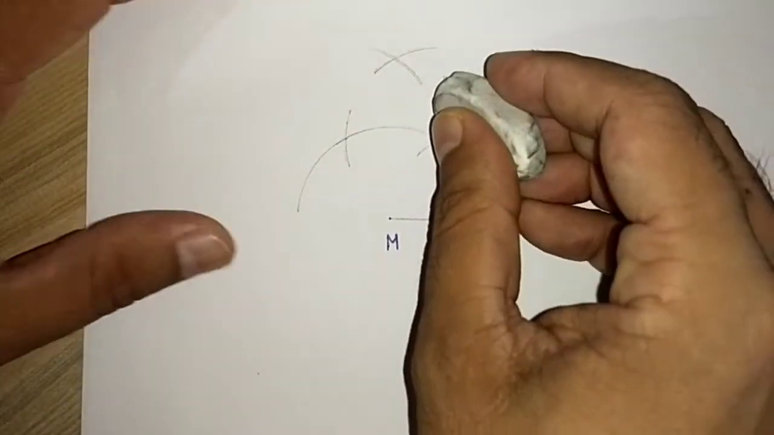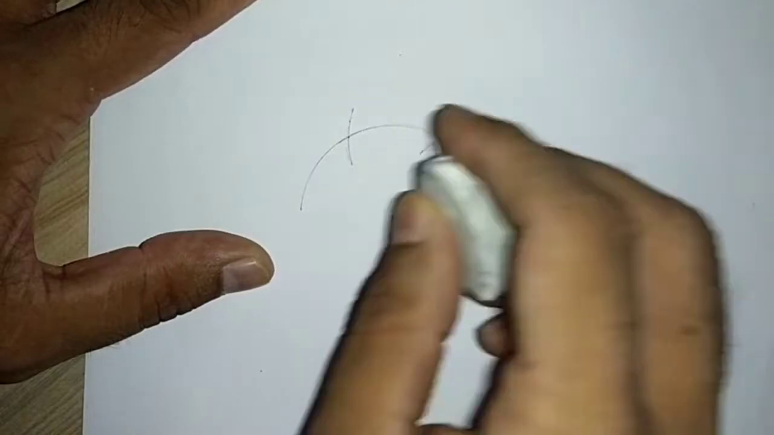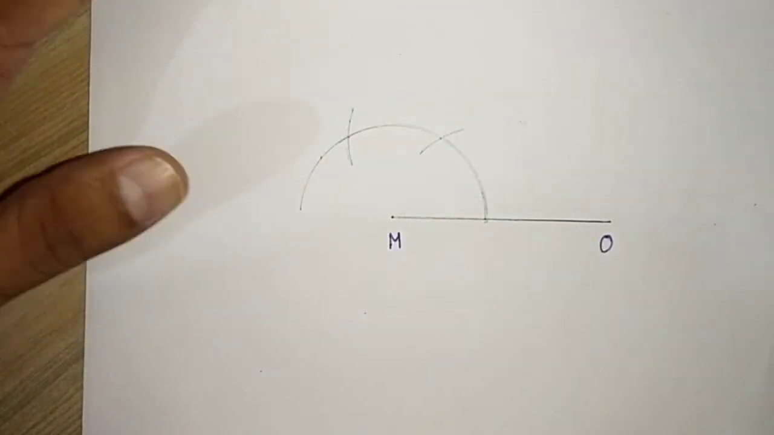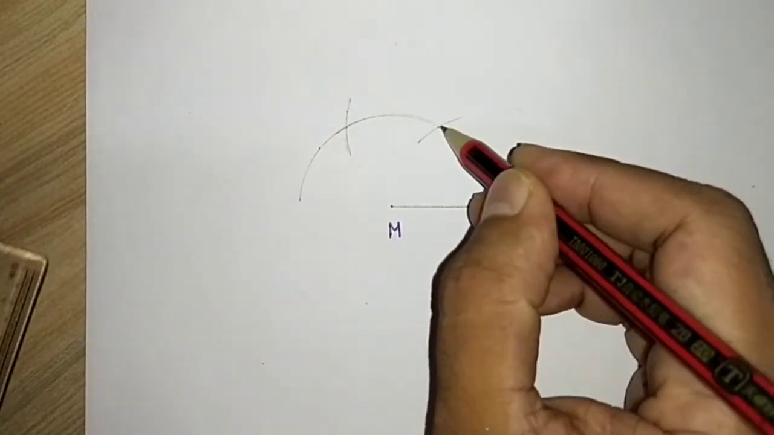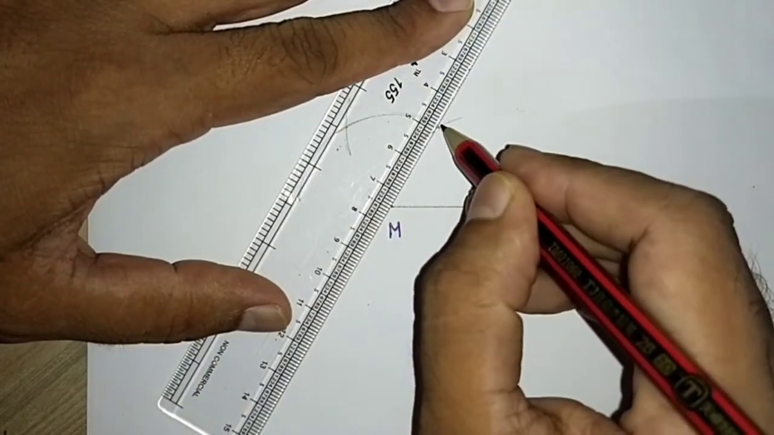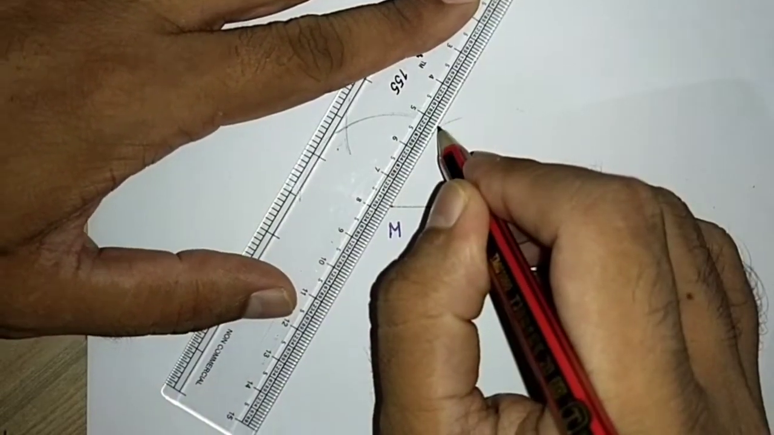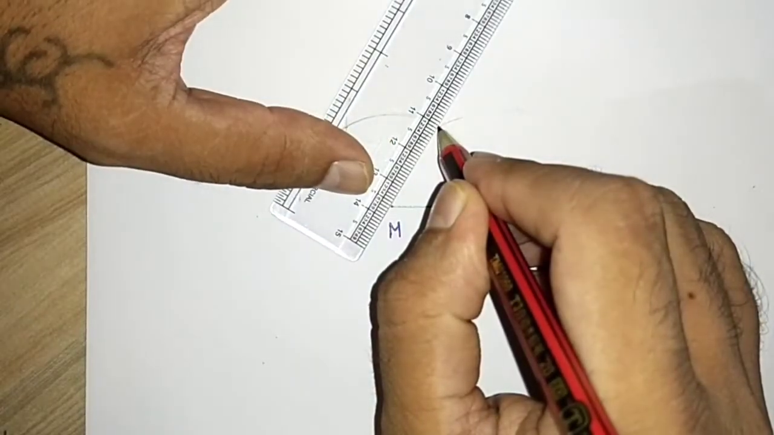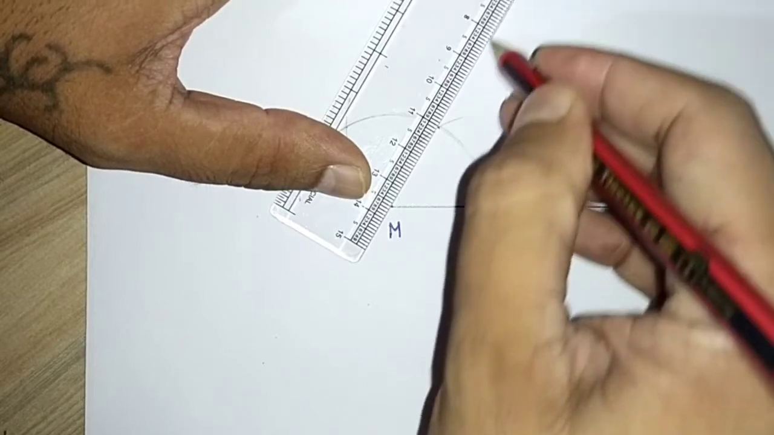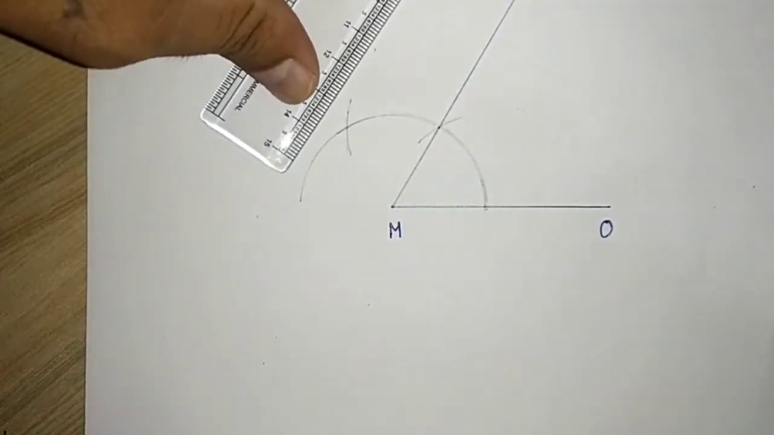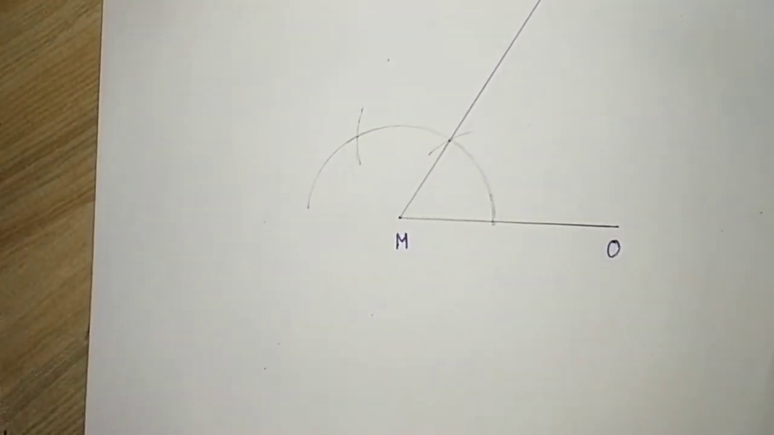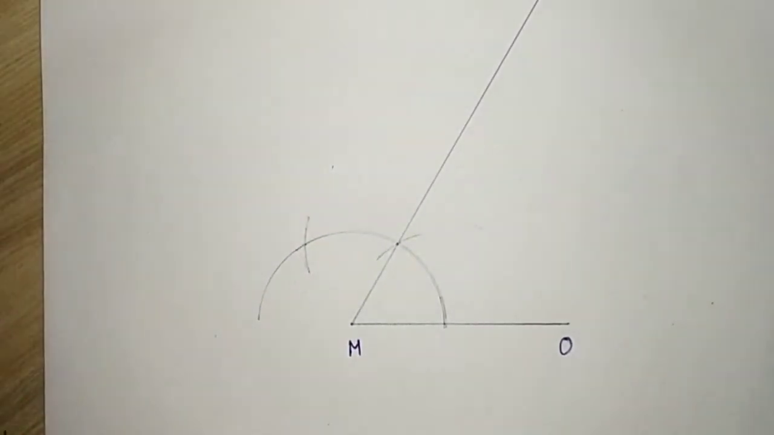So I will erase this. I thought 105 degree. So 60 degree is already here. We don't have to go further. We will join the point of intersection and M. Draw the line a little bit bigger. And measure with the protractor. It will be exactly 60 degree.